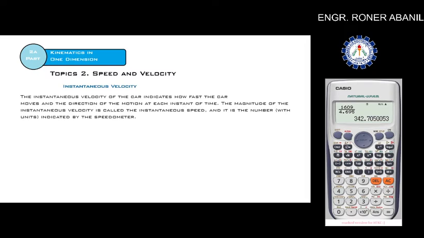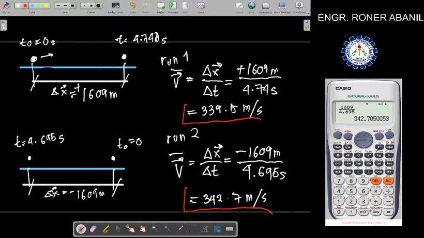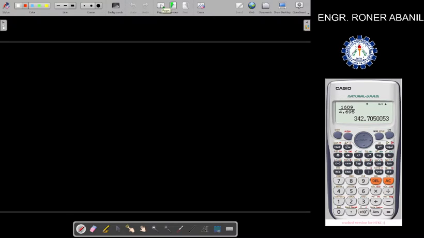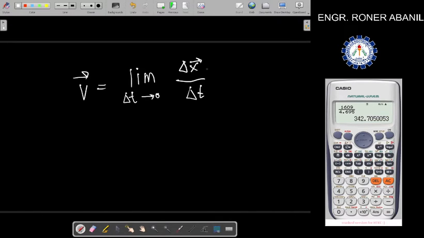So, meron tayong formula ng instantaneous velocity na limit ng change of time approaches to zero. So, change in distance over change of time.